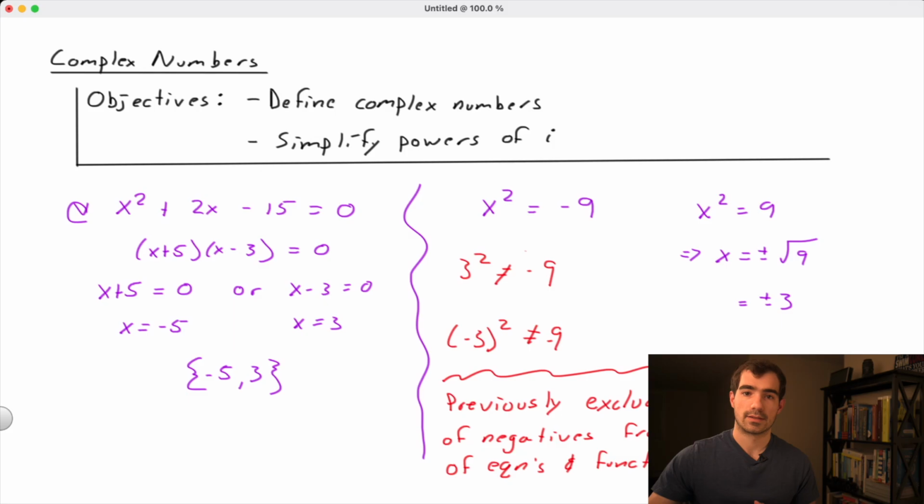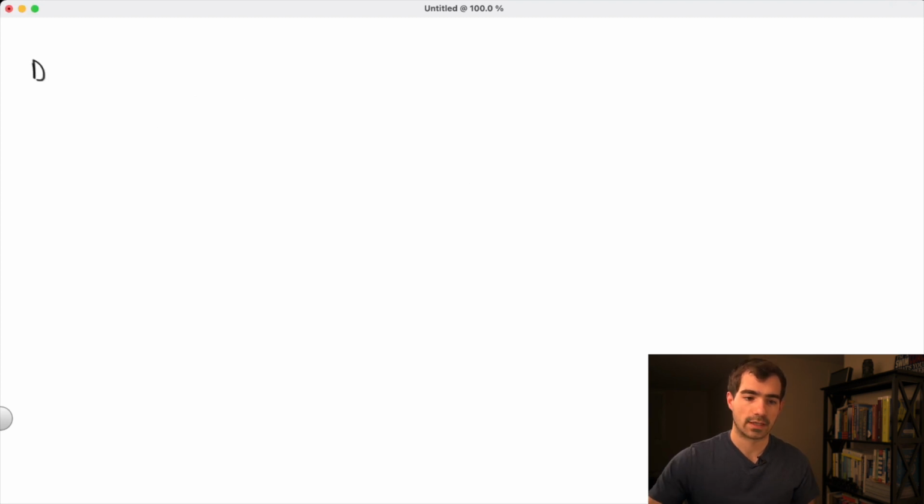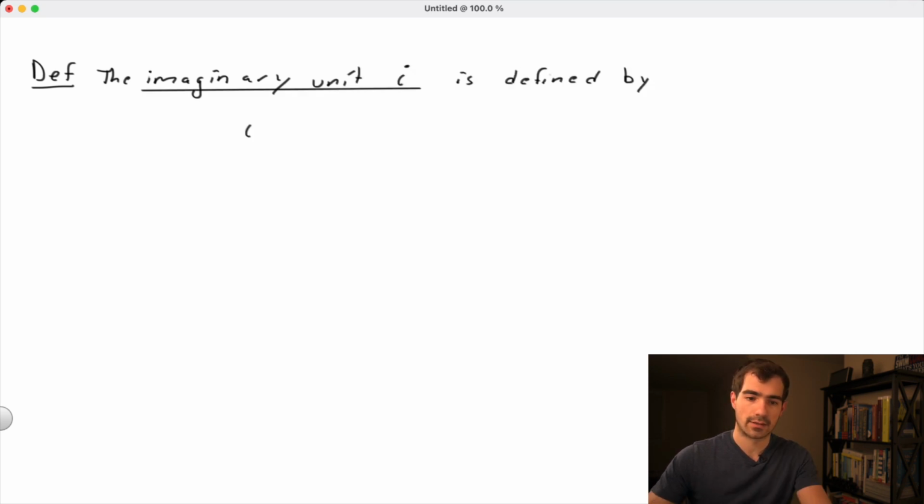We don't have a really good way to handle this with the tools we've worked with so far, but if we add this new tool, if we define the square root of a negative, we can start to come up with some meaningful answers to this question, some meaningful solutions to an equation like x squared is equal to negative 9. And so the first thing we'll need to do is define what a square root of a negative is going to be. If it's not a real number, then what is it? And so we can say that the imaginary unit i is defined by i equal to the square root of negative 1.